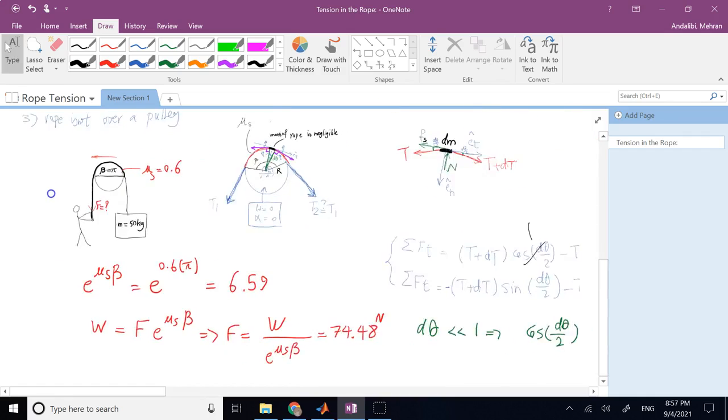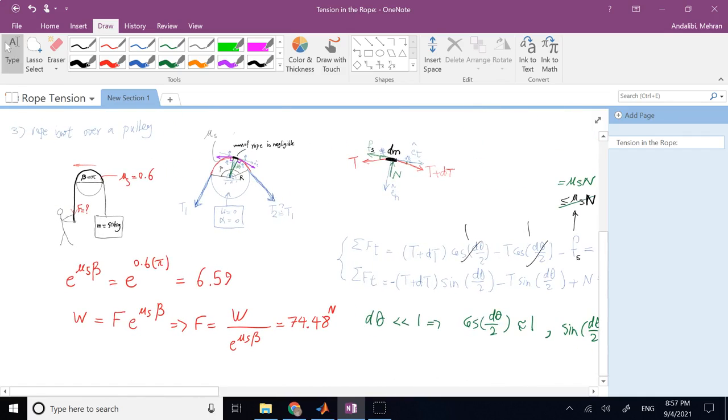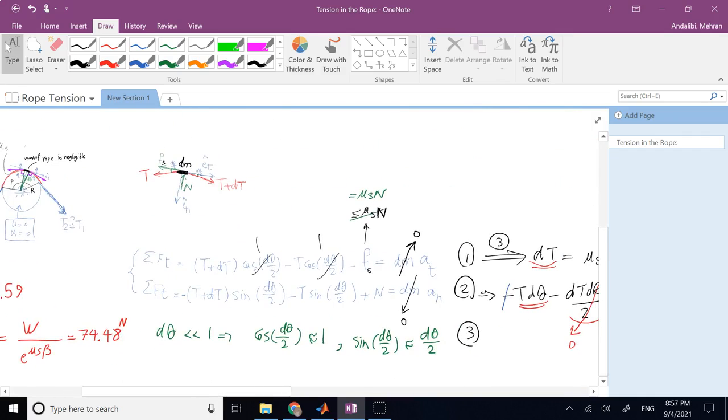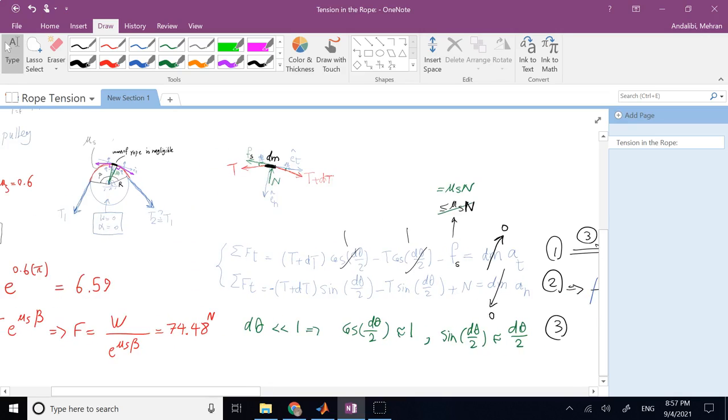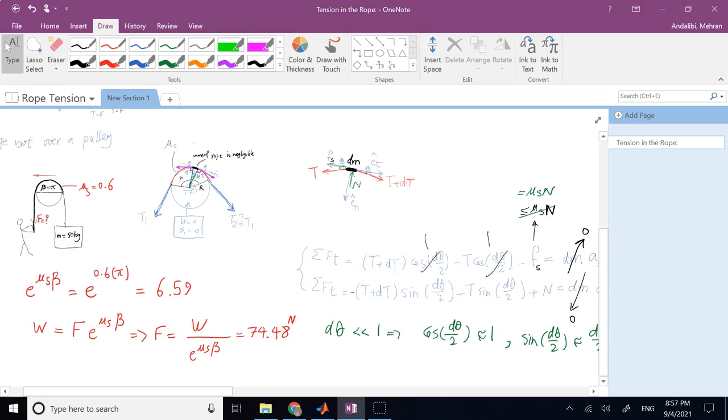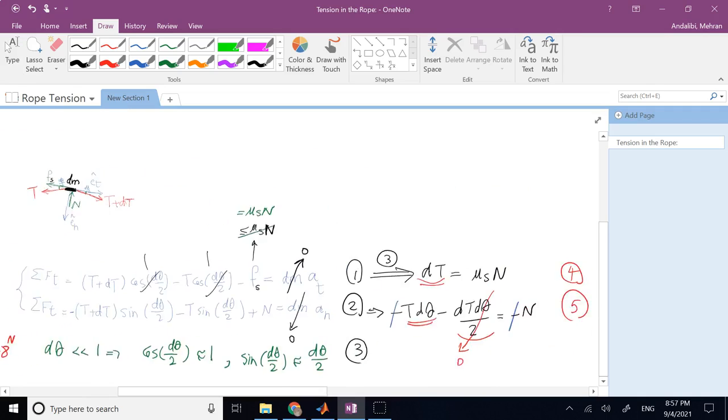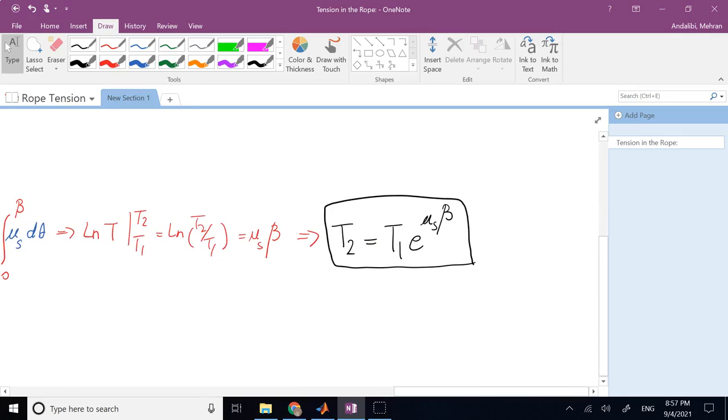Okay, so please keep that in mind. If a rope goes over a pulley, even if the mass of the rope is negligible, as we said, as long as there is no slipping, and even if the disc does not rotate, or in here does rotate but the inertia of the pulley is negligible, then the tension relation between the two sides is T2 equals T1 times e to the mu s times beta.